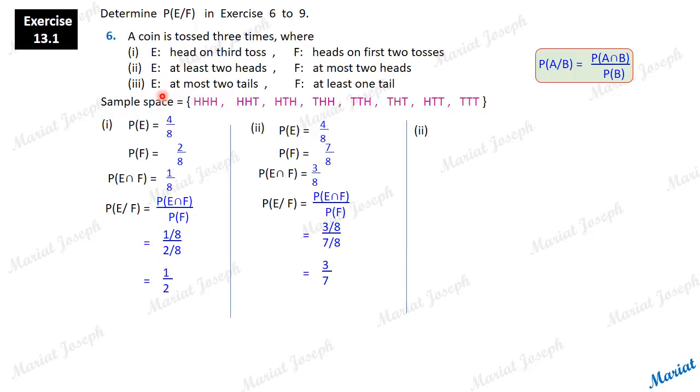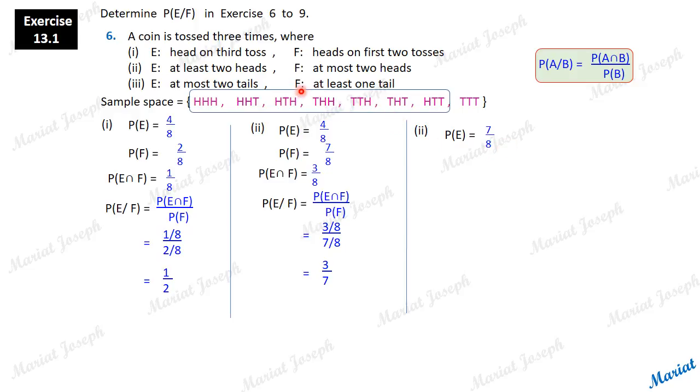This time E is the event of at most 2 tails. More than 2 tails we do not want; we do not want the rest. So here we get these 7 outcomes satisfying at most 2 tails. So the probability is 7 by 8.